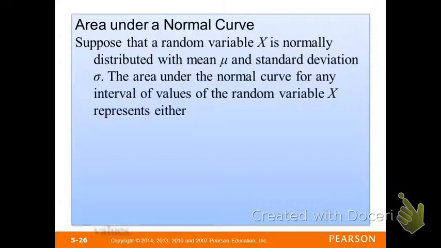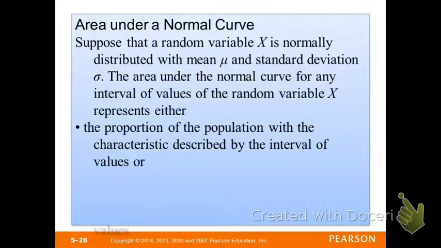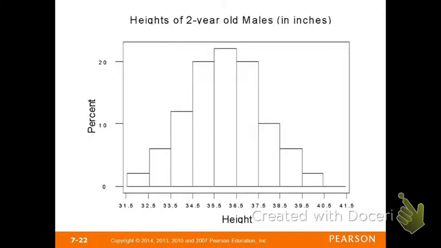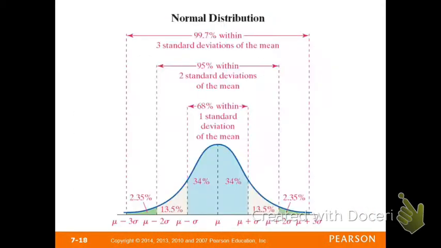So the area that's under that curve represents either the proportion of the population with the characteristic described by the interval of values, okay? So if we go back to our standard normal curve just a moment ago, and we look at that as a proportion, we said IQ is 100 and one standard deviation is 115. 34% of the population has an IQ within that interval range between 100 and 115. That's the interpretation that we're looking at there.